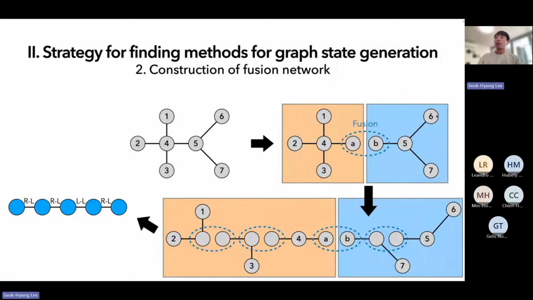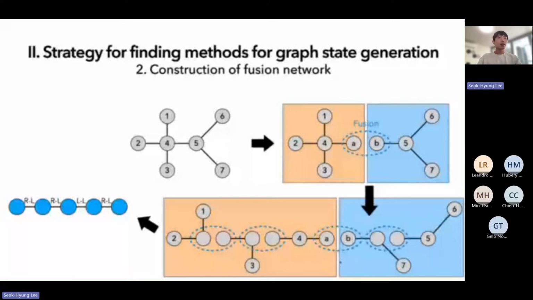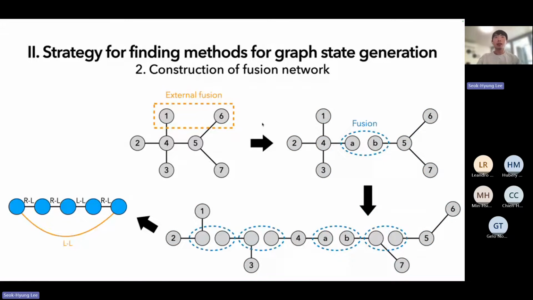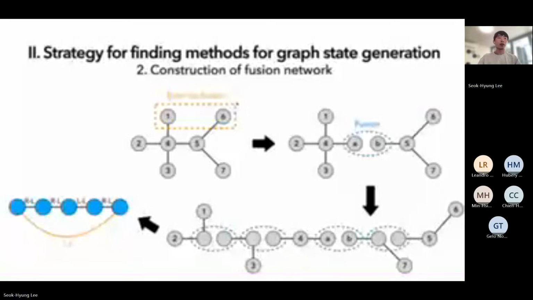And we can do the similar thing for this 4 vertex star graph state. Then we can convert this construction to a fusion network. It consists of 5 nodes, and each link has a type like this: root-to-leaf, root-to-leaf, leaf-to-leaf, and root-to-leaf. Also, the unraveled graph state can contain some external fusions, which originate from unraveling BCS or cliques. If we suppose that there is an external fusion between these two qubits, 1 and 6, then it is just expressed in the final fusion network like this, just between 2 nodes with an additional link.